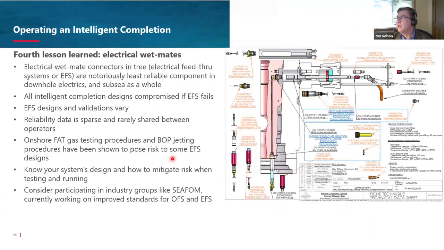I got another slide here, again, because I think there's a good chance that you folks will be looking at some sort of electrically augmented ICV if you're going to be running more than 2 in your completions. And if you are, you're going to be relying on your electrical system, which is going to rely on these electrical wet mates. I've touched on these a couple times in the presentation. It's a very busy drawing.